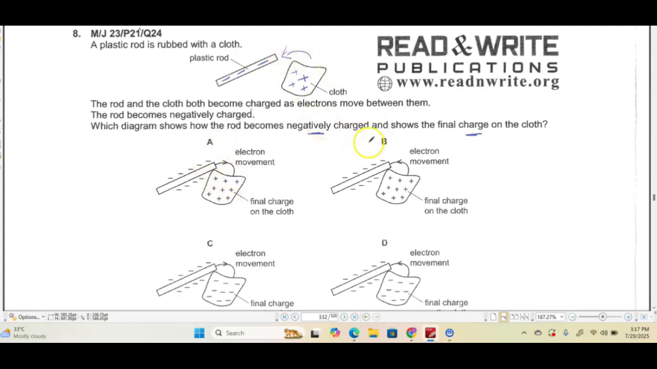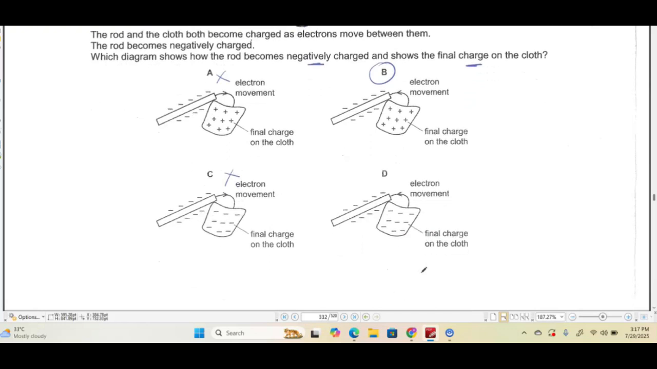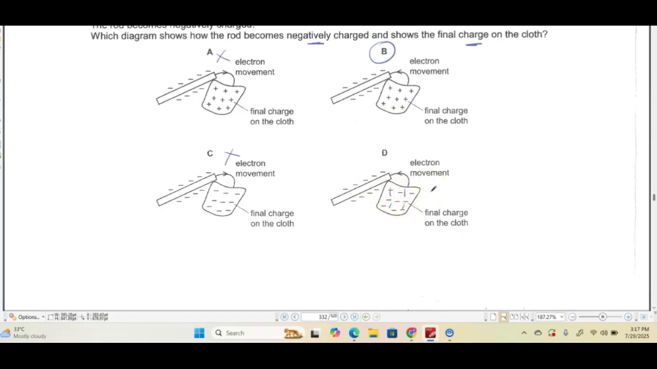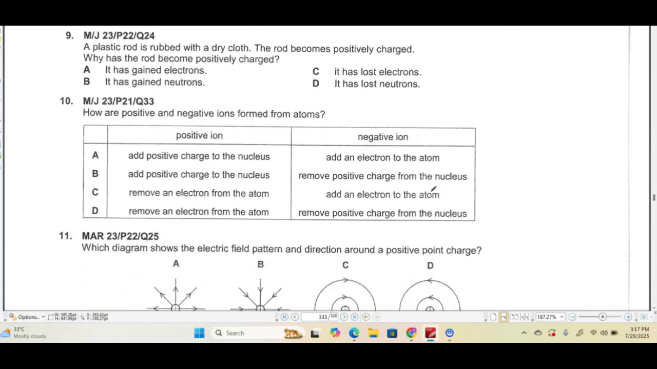from here. So this is negatively charged, this is the electron movement, and the final charge on the cloth would be positive. So B is the correct option. Here the electrons are moving from here to here, so this is not correct. Here also the electron movement is not correct, and here the electron movement is correct, but the final charge, both won't have the same charges. If a negative charge has been induced on the plastic rod, the positive charge would be there on the cloth. So because of this, B is our correct option.